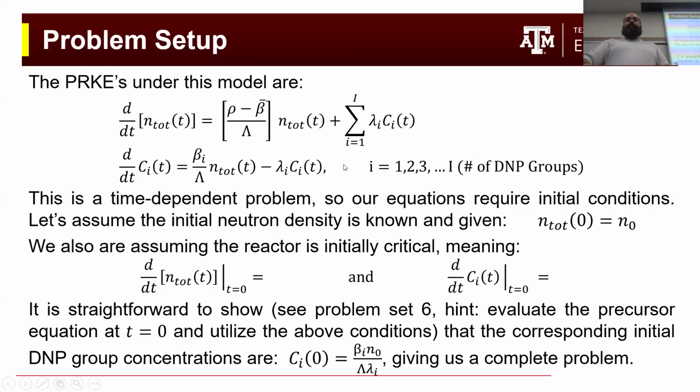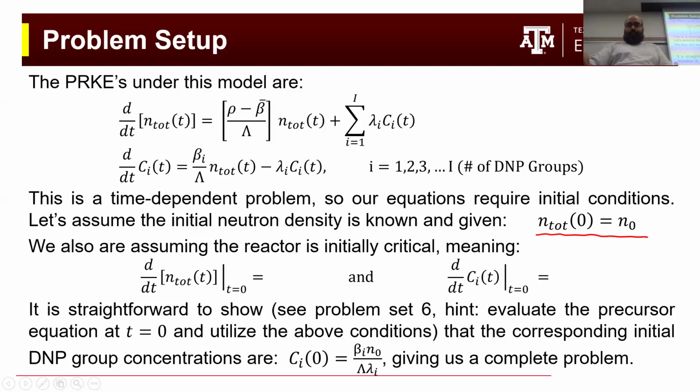So this is what our equations become, where we've just canceled out the total source term. And these are both time-dependent differential equations, which means that if we want to solve them, we need to know something about the initial conditions of the neutron density and of all of our precursor densities. We're going to assume that we know what the initial neutron density is.